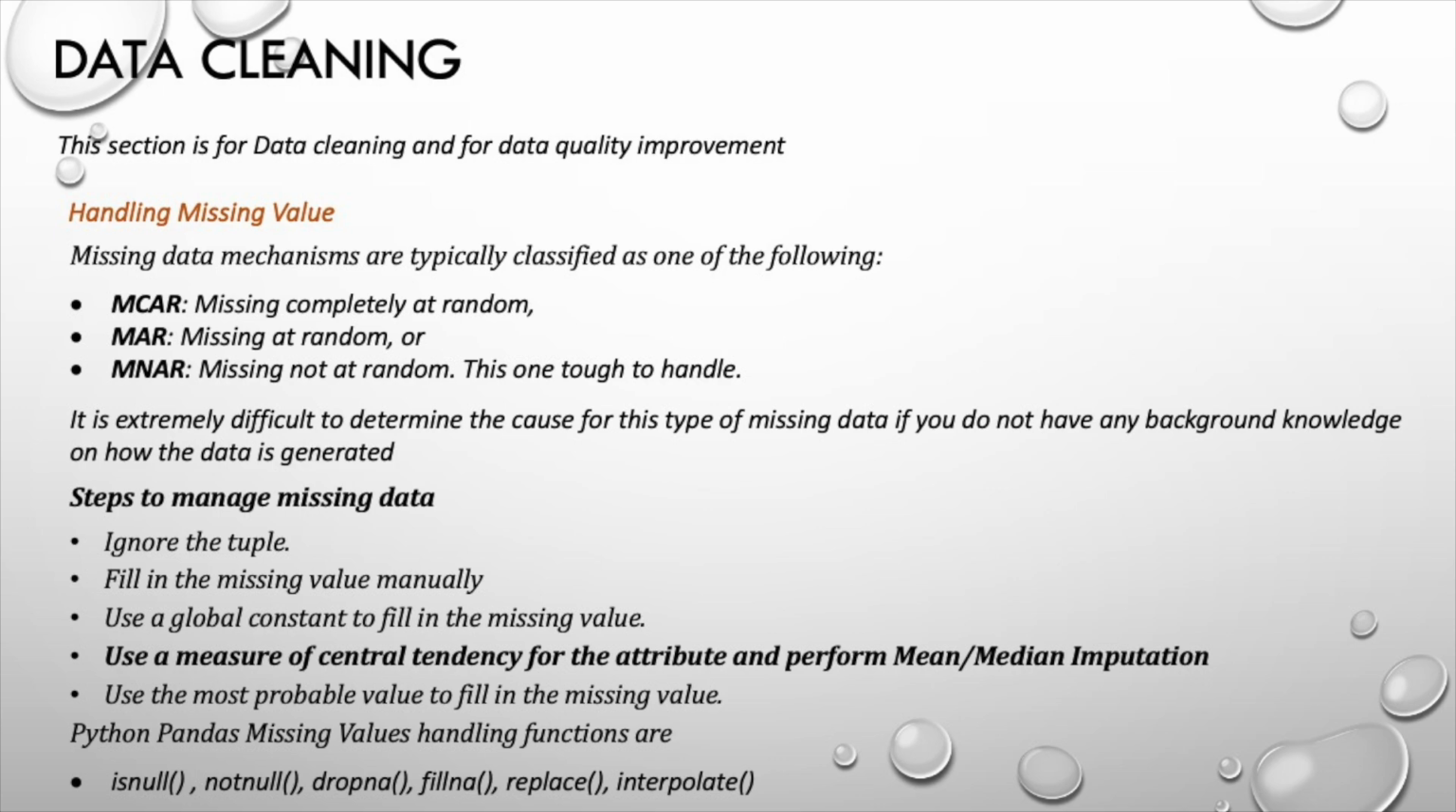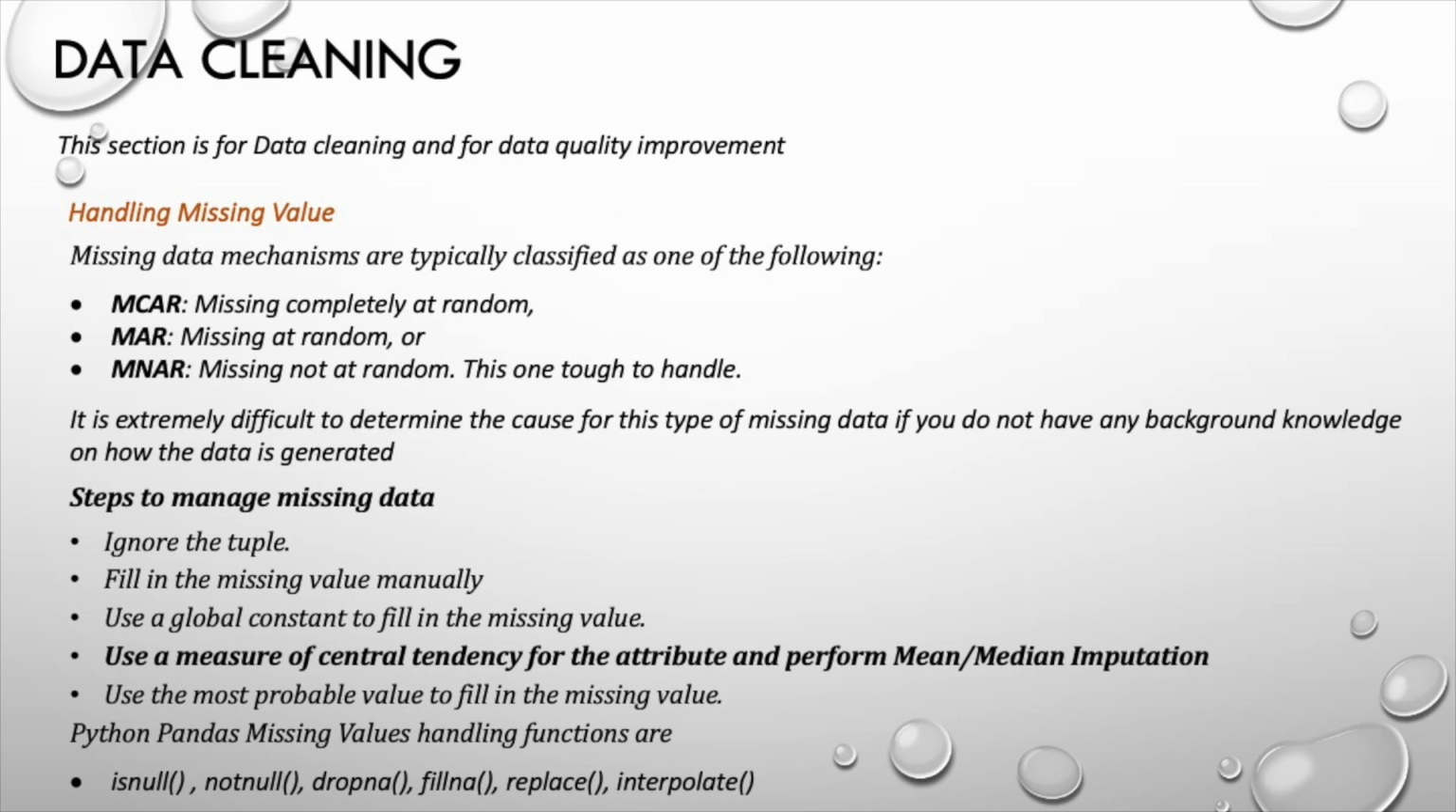E.g., mean or median. For normal, symmetric data distributions, the mean can be used. A skewed data distribution should employ the median. Use the attribute mean or median for all samples belonging to the same class as the given tuple. For example, if classifying customers according to credit risk, we may replace the missing value with the mean income value for customers in the same credit risk category as that of the given tuple. And if the data distribution for a given class is skewed, the median value is a better choice.